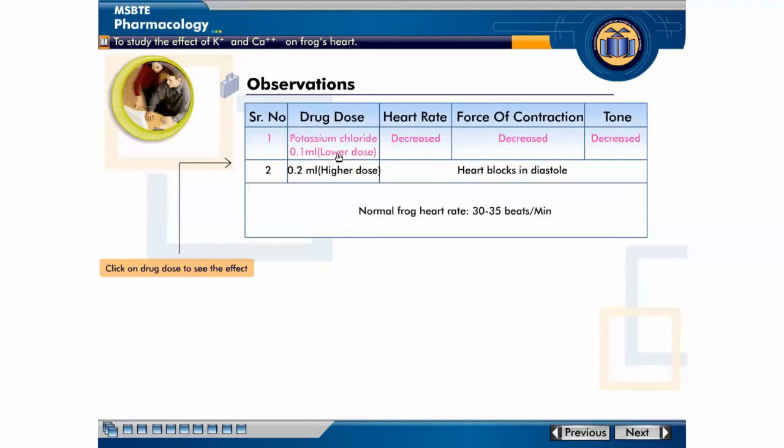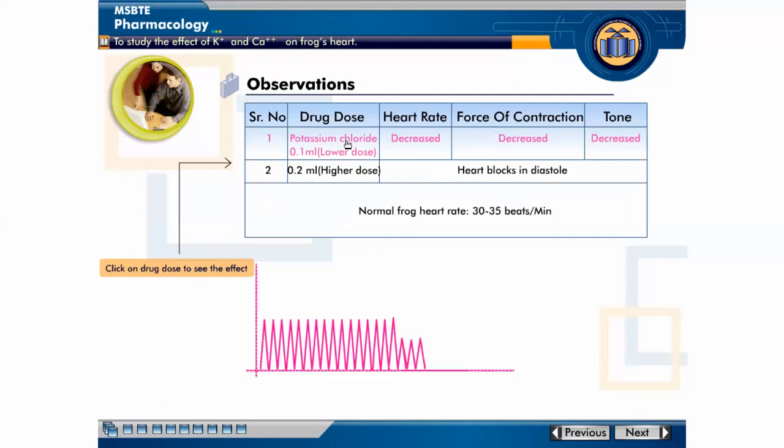Then 0.1 ml of potassium chloride. See the effect. What happened? Heart rate and force of contraction get decreased. Firstly it is normal heart activity, and when we inject 0.1 ml of potassium chloride, then heart rate and force of contraction get decreased.